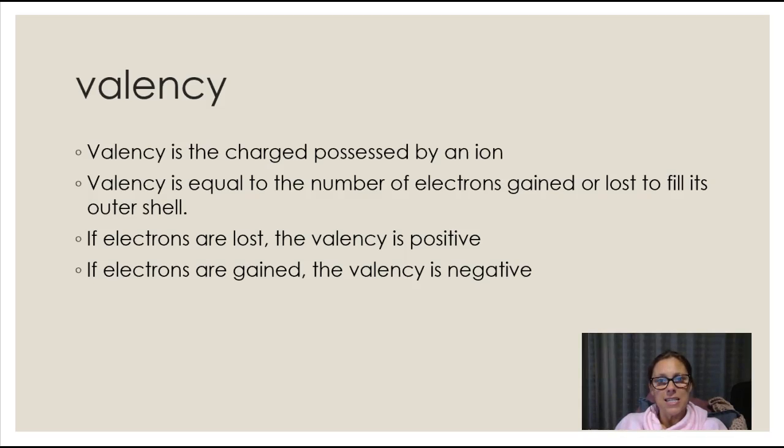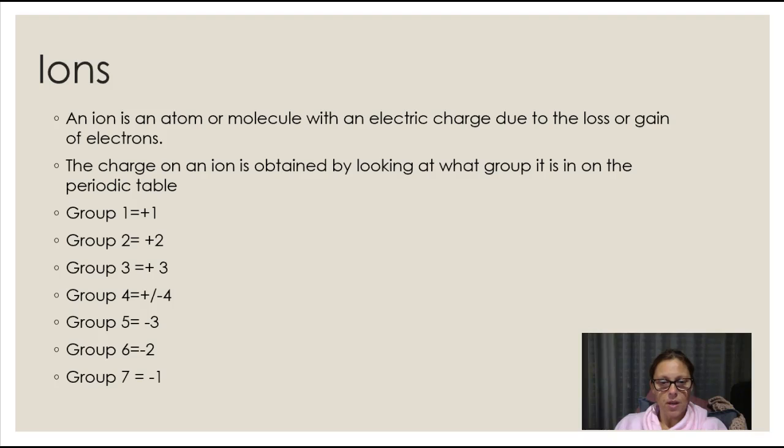Now valency is the name given to the number of electrons that are in its outside shell and whether it gains or loses electrons to fill that outer shell. So it's the charge possessed by that ion. So if electrons are lost, our valency will be positive, and if electrons are gained, the valency will be negative. So we've used the word ion, and what is an ion? An ion is an atom or a molecule that has an electric charge, and that charge comes about due to the loss or gain of an electron.